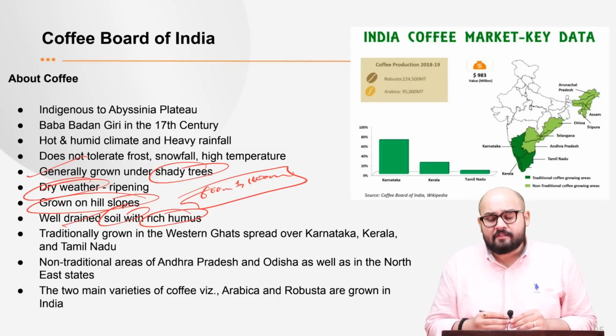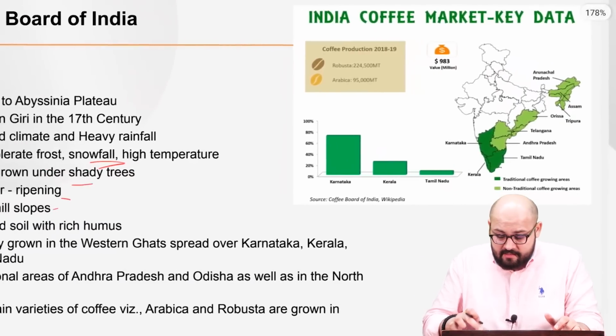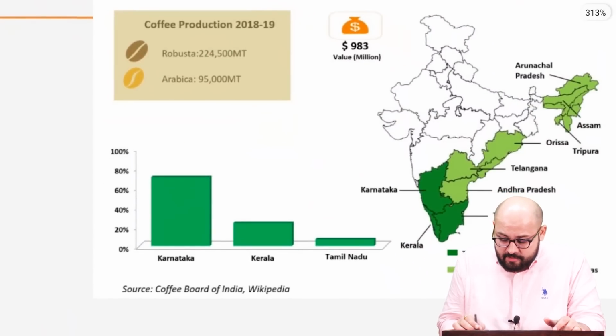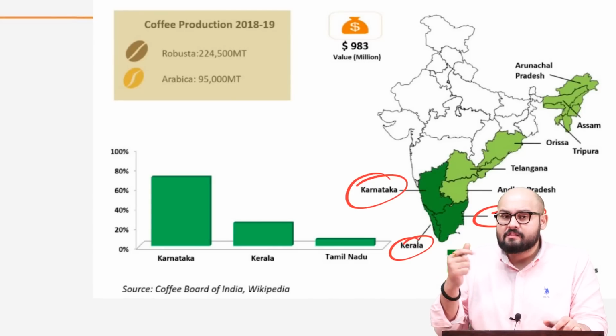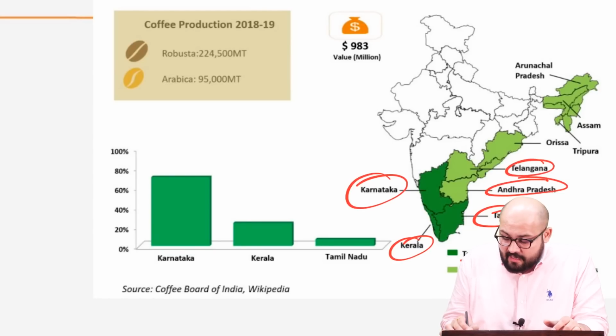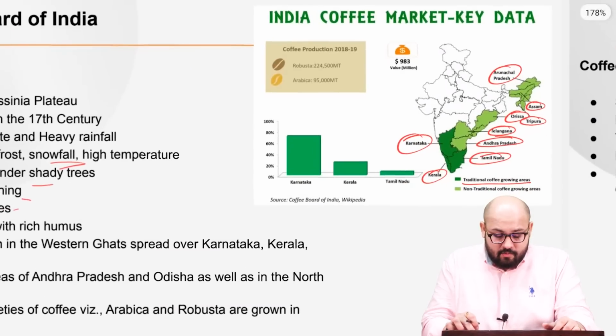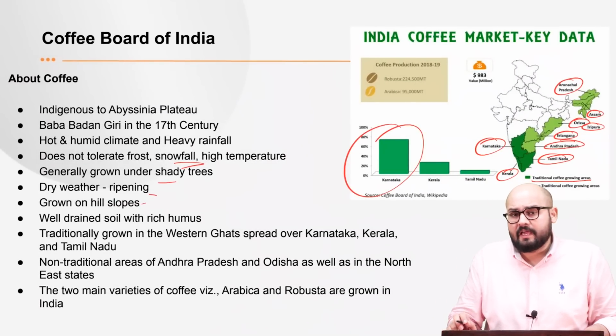Now, traditionally, it is grown in a few states. You can look at the map and it says that we have got Karnataka. So these are the traditional areas. We have got Karnataka, traditional coffee growing areas. Then we have got Kerala and Tamil Nadu. Then we have got non-traditional areas where coffee is increasingly being planted. We have got Andhra Pradesh, Telangana, Odisha, Tripura, Assam, Arunachal Pradesh, right? So Karnataka, as you can see, is the largest producer of coffee in India.